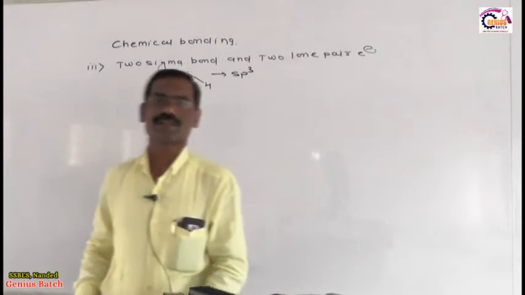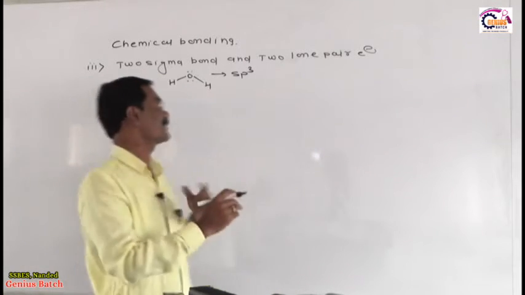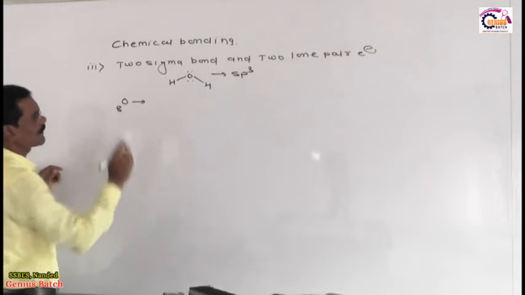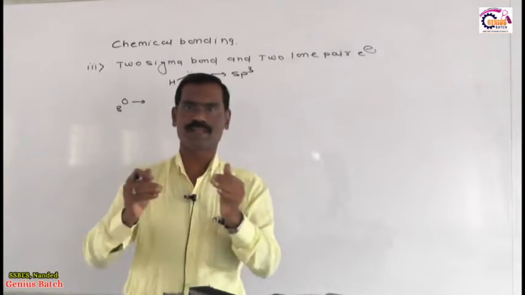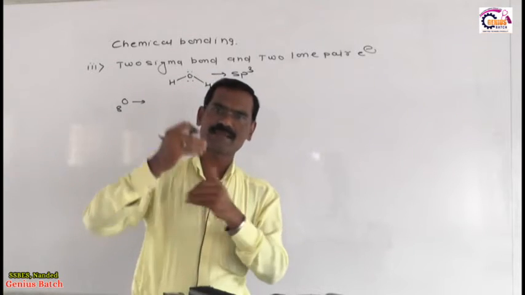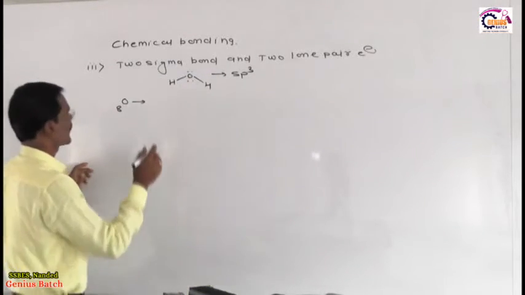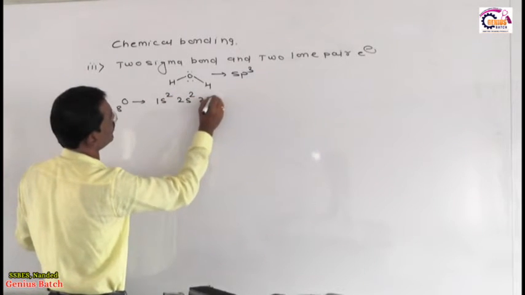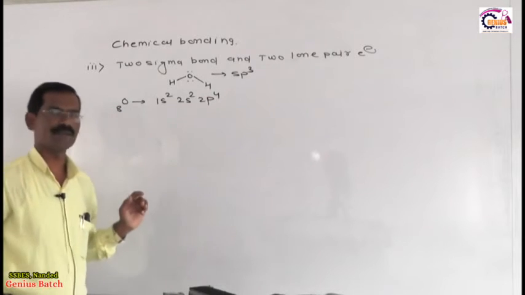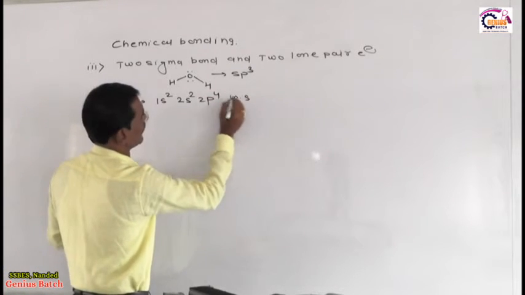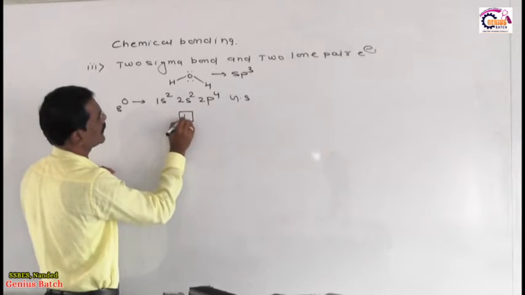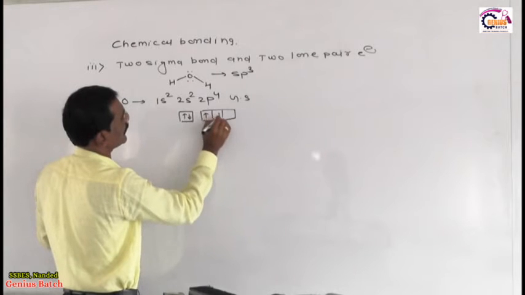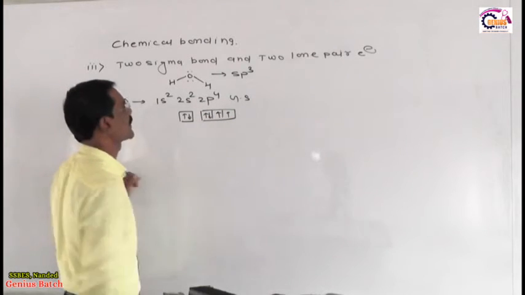Now dear students, how does this become sp3 hybridization? You know very well the atomic number of oxygen is 8, because oxygen is the central atom of this molecule. Therefore we are discussing the hybridization of the oxygen atom. The atomic number of oxygen is 8, therefore the electronic configuration is 1s2, 2s2 and 2p4. This is the electronic configuration of oxygen in its ground state. There is no need to write the excited state here. This is 2s2, and this is 2p4.